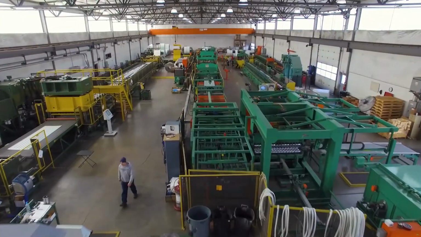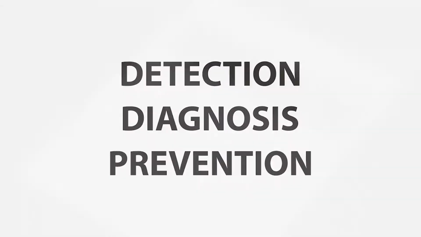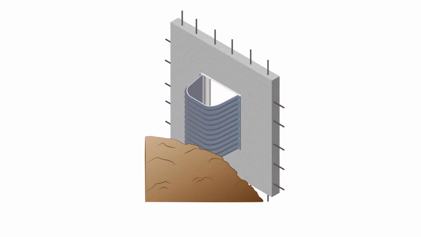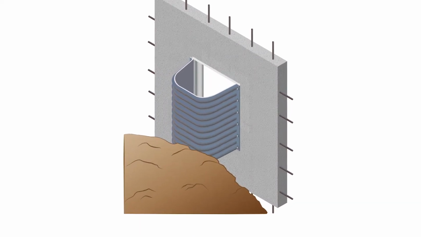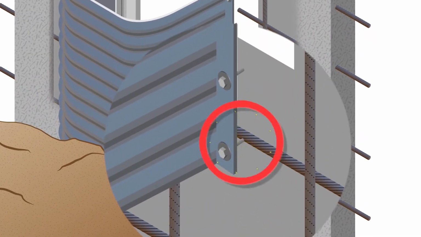In 2005, we hired the services of Qualcore Engineering, a consulting company specializing in detection, diagnosis, and prevention of corrosion. Qualcore's research found that the failed area wells experienced corrosion because a corrosion cell had been created. A corrosion cell occurred because a low-resistance path between the area well and the rebar was introduced through the anchoring hardware.